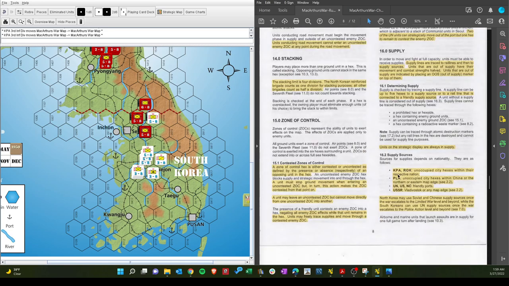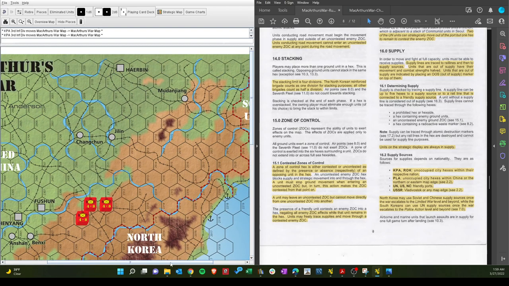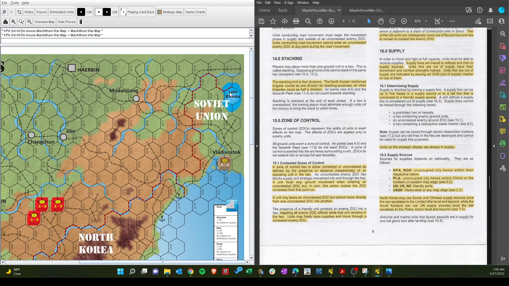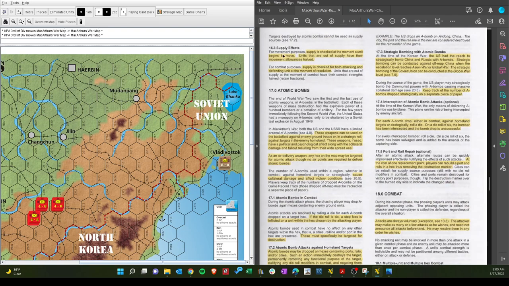And then we have the supply sources. KPRLK unoccupied city hexes within, I think that just means controlled by them. PLA city hexes within China, or the map edge. UN and US go to ports, UN, US, and Nationalist China. And the USSR goes to Vladivostok, or any map edge in the Soviet Union, so I would assume here. Let's see. So North Korea may use Soviet and Chinese supply sources once it escalates to limited war. Airborne Marines are in supply.